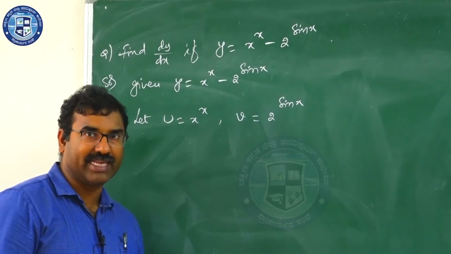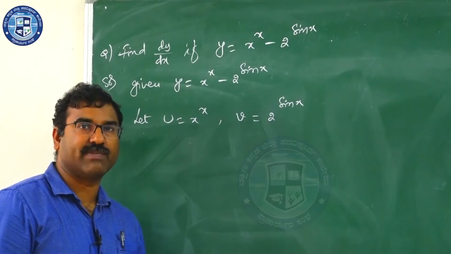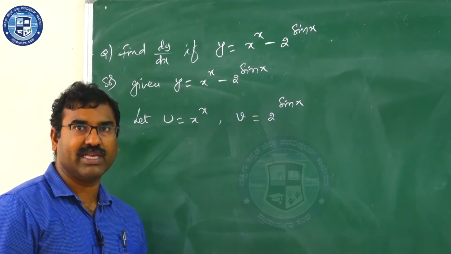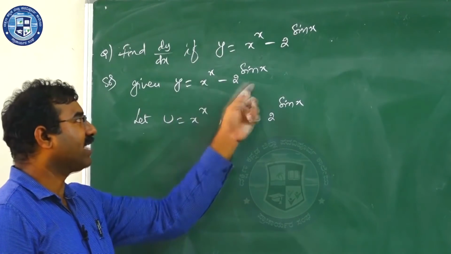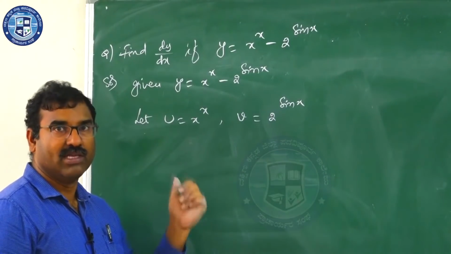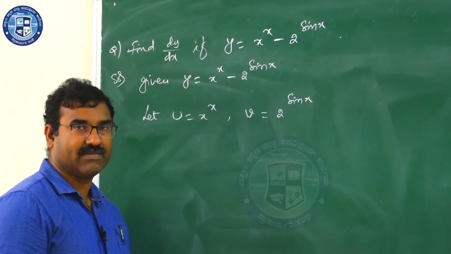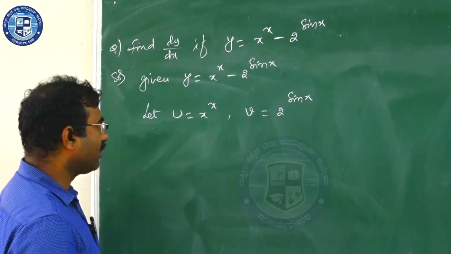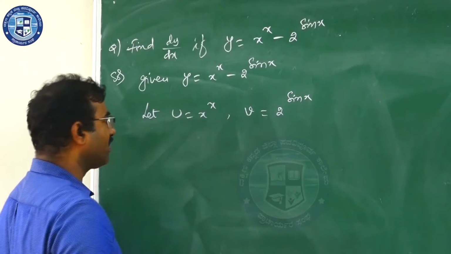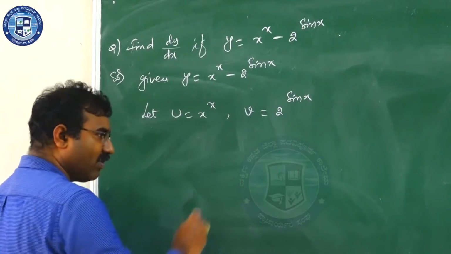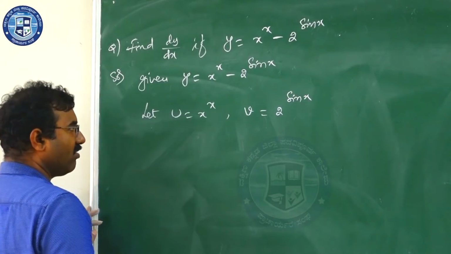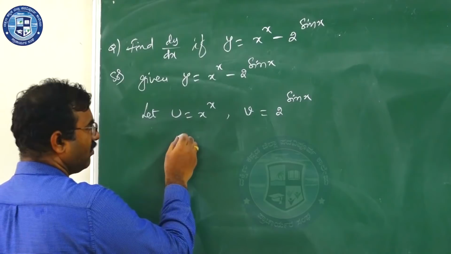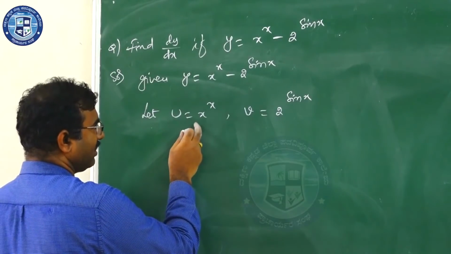I already told you clearly, there is no log (x plus y) formula and no log (x minus y) formula. That's why we should not apply log straight away here, even though variable power variable is present. So u is equal to x power x, v is equal to 2 power sin x. We take it and separately we work it out. du by dx and dv by dx we will find out.